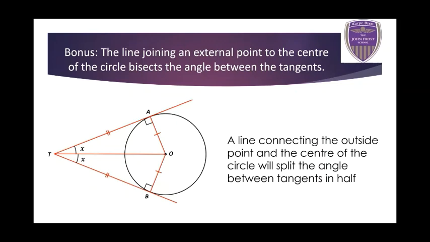So if you see a line from the external point go into the center, you know that you've got half of the bigger angle in one of those sections. Okay, let's have a look at some example questions for this topic.